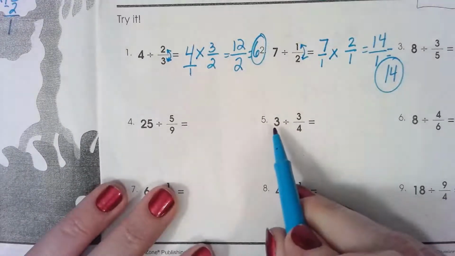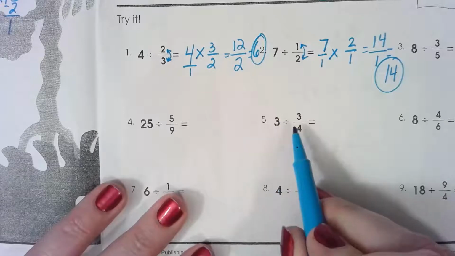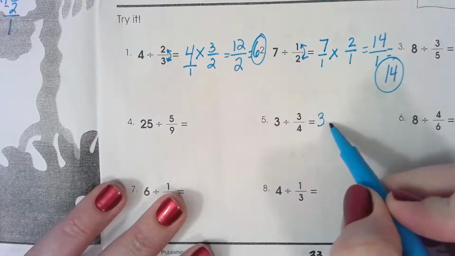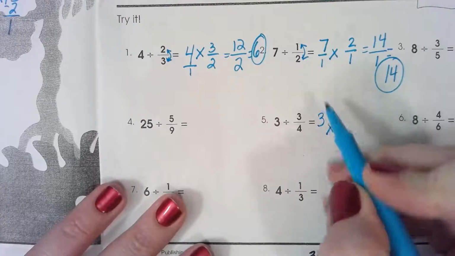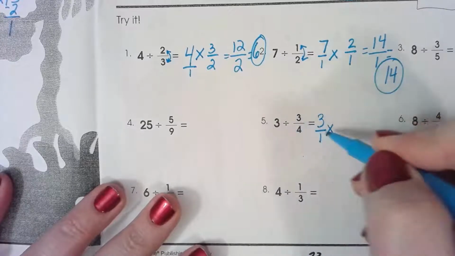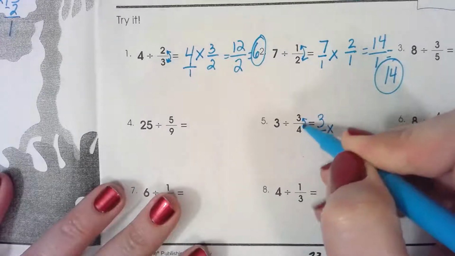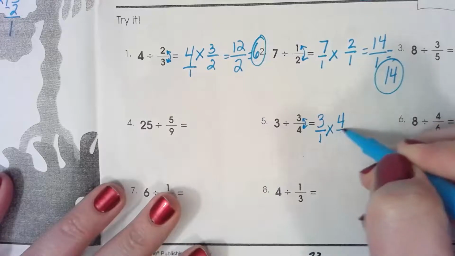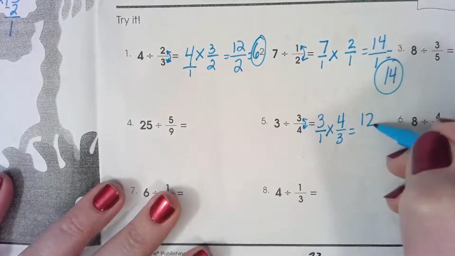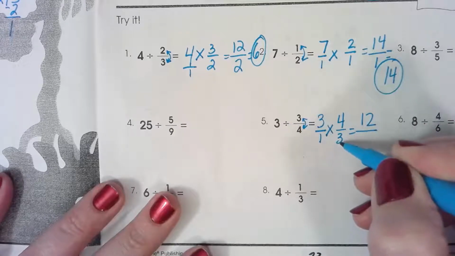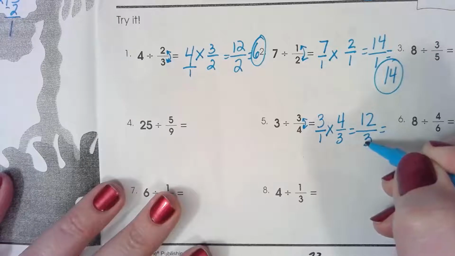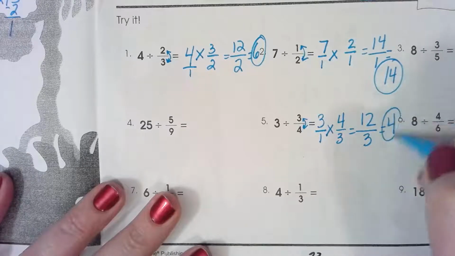Okay. Let's try another one. Let's look at number 5. Okay. 3 divided by 3/4. Keep my 3. Flip it to multiplication. Put my 3 over 1 because I want them both to be a fraction. I multiply and now I flip my reciprocal. 3/4 becomes 4/3. Okay. And now 3 times 4 is 12. 1 times 3 is 3. 12 divided by 3 is 4.